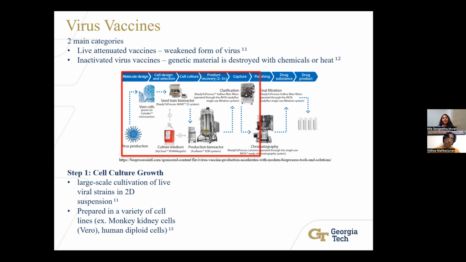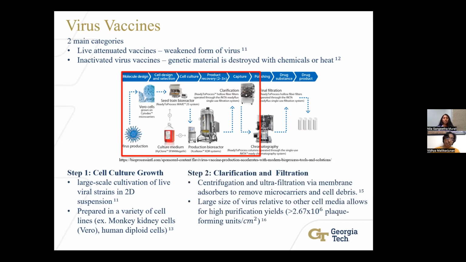The next step is isolation of the virus from the cell culture media and debris using some sort of centrifugation or ultrafiltration to separate any of the microcarriers, cell debris, or cell culture media. Because viruses themselves are relatively large when comparing them to the media, we are able to get fairly high yields. We should be able to isolate more than 2 million plaque-forming units per centimeter squared.